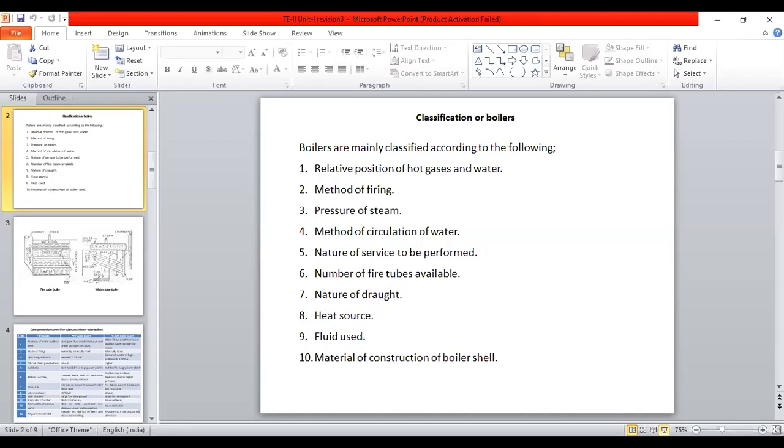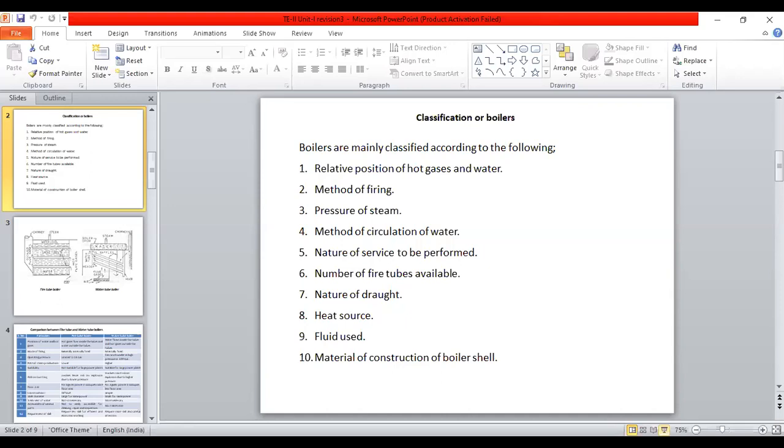And another one is the boilers which produce steam at a pressure greater than the critical pressure of water, termed supercritical boilers. So the pressure of steam can be high pressure boiler, low pressure boiler, subcritical boiler, or supercritical boiler. Subcritical means it is less than the critical pressure of water, and supercritical means it is greater than the critical pressure of water.